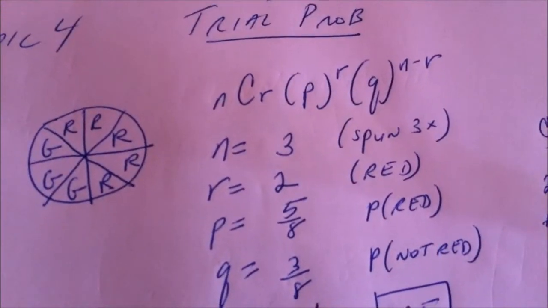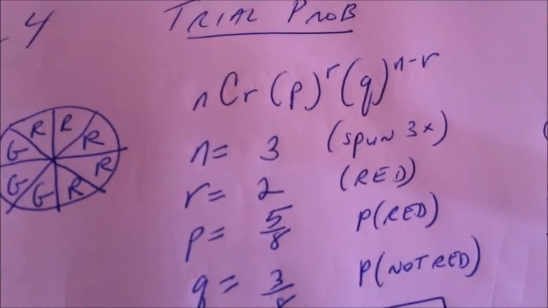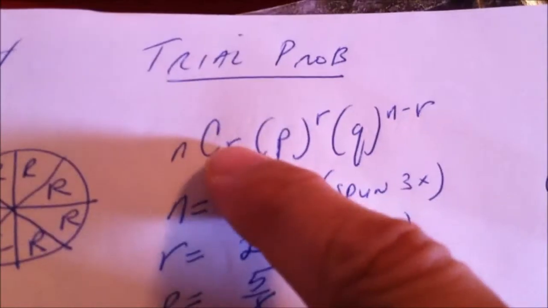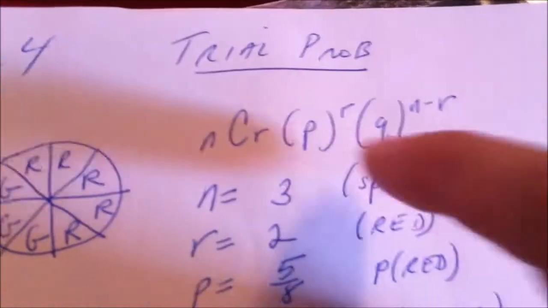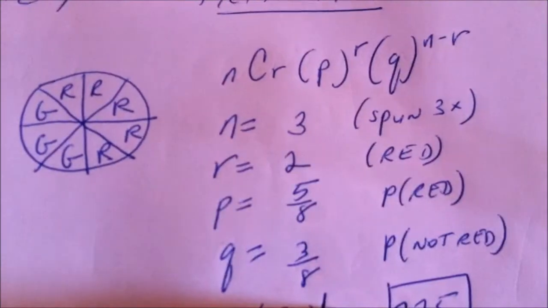Whenever we're doing trial probability, we're going to use this nCr, p to the r, q to the n minus r. It's important to recognize, you see how these two values here are the same. These are both r's. This is different than the binomial expansion. So I'd like you to write your variables out if you can. It makes things a little neater.